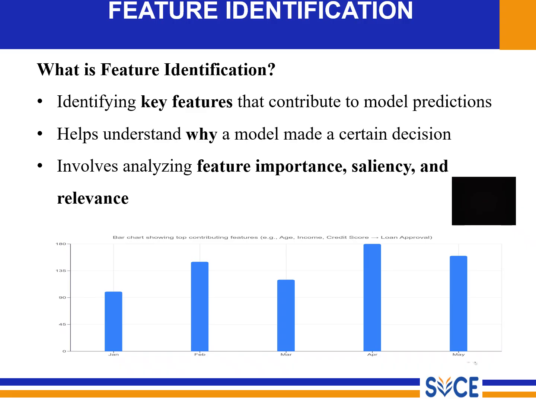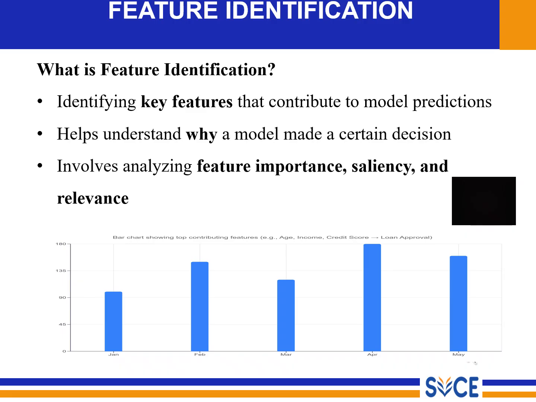Now let's move to the third big idea. The first one was the attention mechanism, the second one was modular networks, and now the third big idea for the fourth unit: feature identification. Let me ask a simple question. If a student scores 95 marks, what might be the reason? Maybe good preparation, regular practice, or attending classes daily, right? Those are the features contributing to the output.